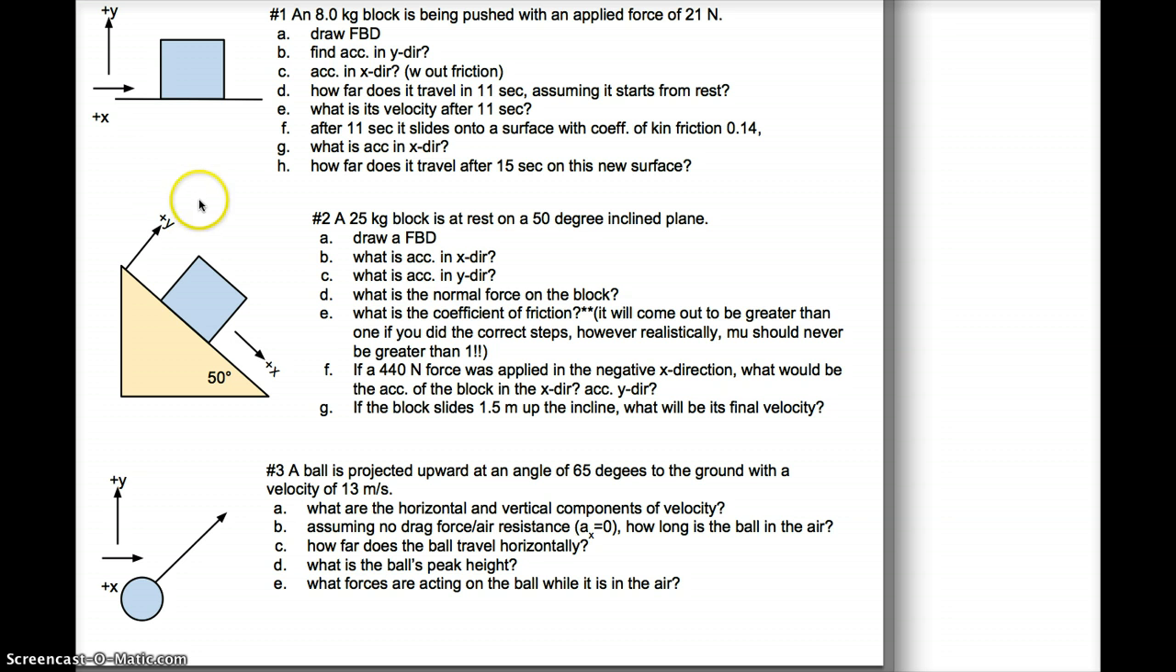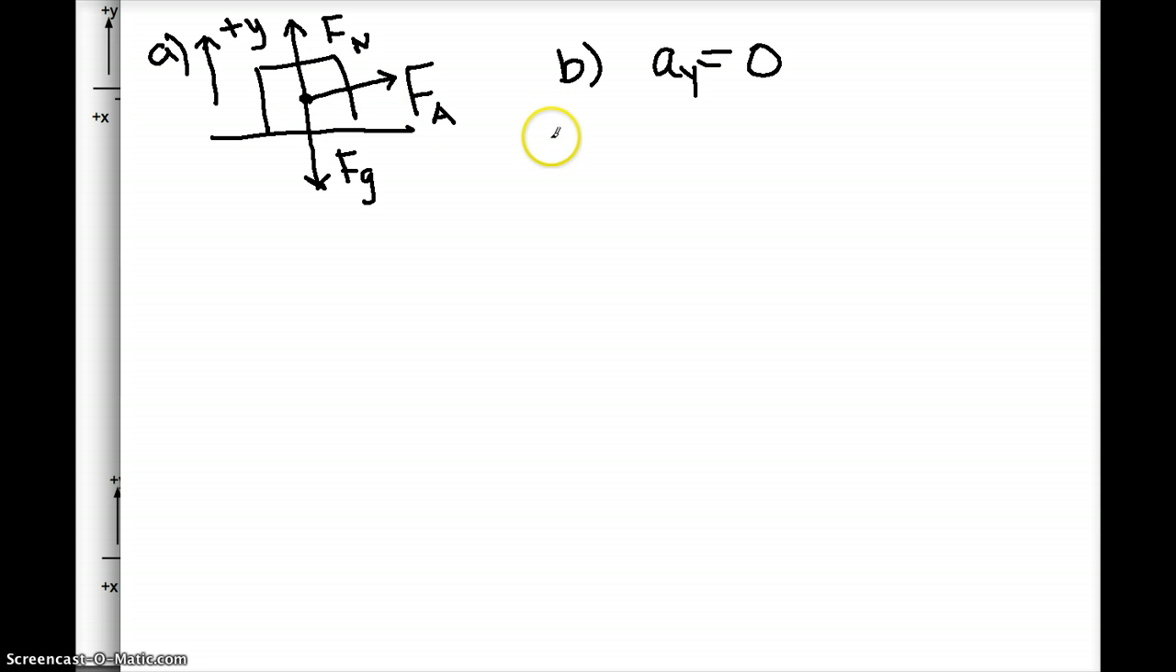Part C, the acceleration in the x direction without friction. So we're assuming that this is a frictionless surface. To find acceleration in the x direction, remember this is the positive x direction. I have to consider all the forces acting on it in the x direction, because if I don't consider the forces and no other information about its motion is given, then I don't really have much to work with to find out what the acceleration is.